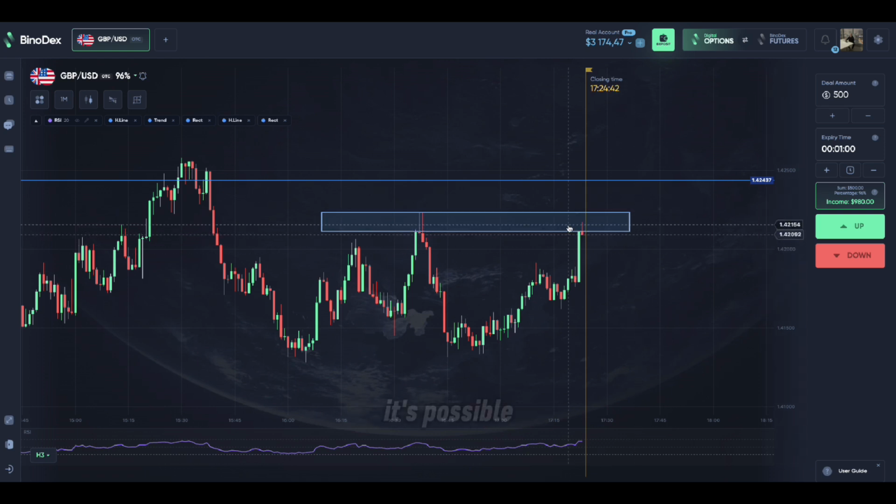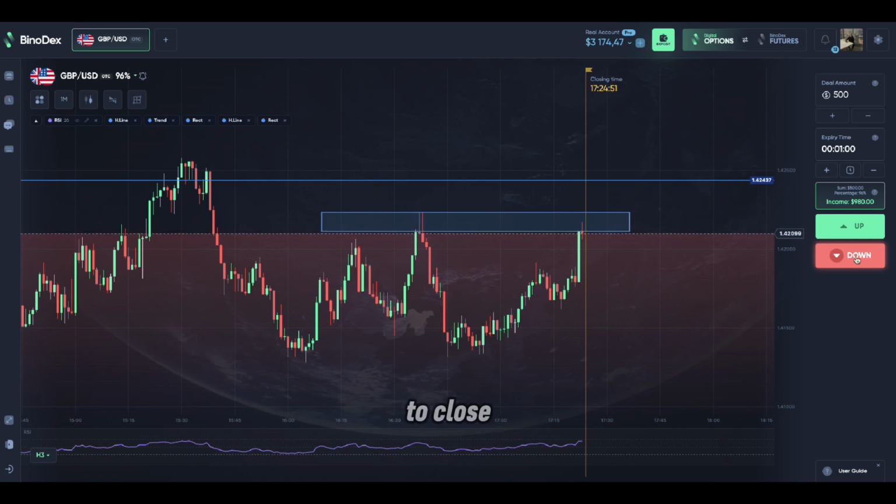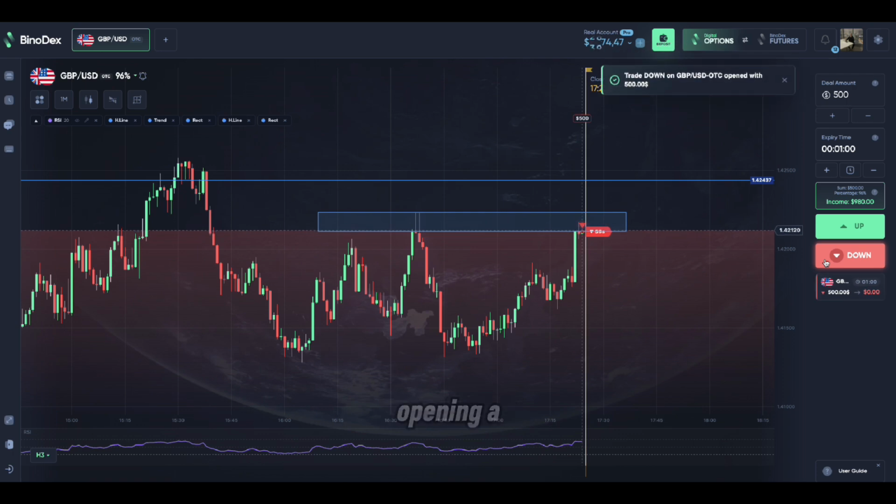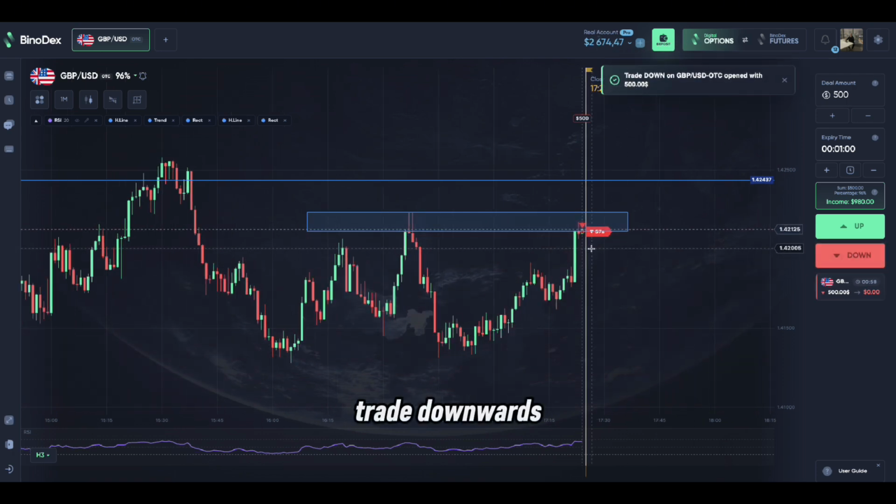Because it's possible that the price will continue moving within this channel or a reversal might start right now, that's why we're waiting for this current candle to close and then we'll open our third trade. We can see that the candle is currently moving along right at the very bottom edge of this channel. Alright, we're opening a $500 trade downwards.